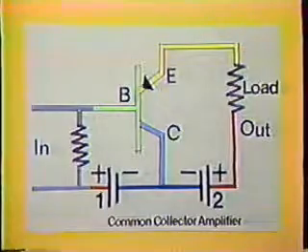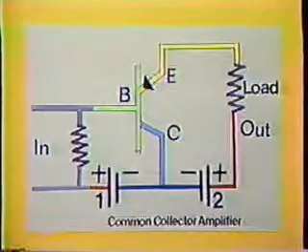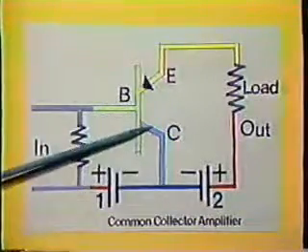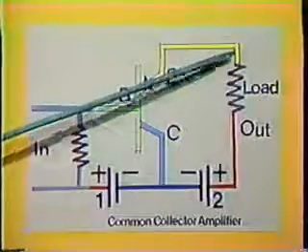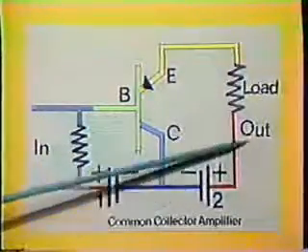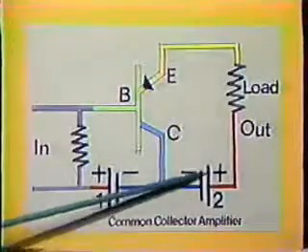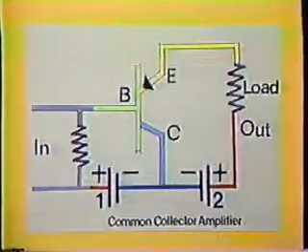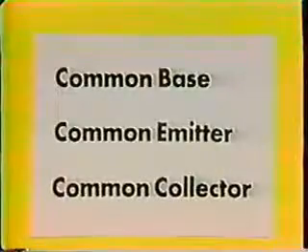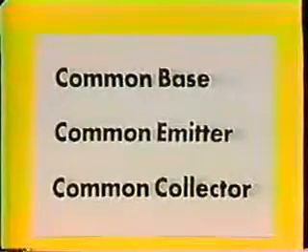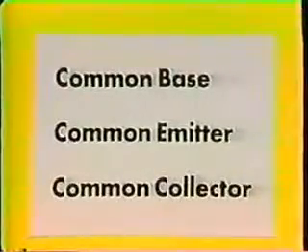The third configuration is the common collector amplifier, and it looks like this. The input signal is applied between the base and the collector, and the output is taken from between the emitter and the collector. The collector is common to both the input and the output, hence the name common collector. The three circuit arrangements for transistor amplifiers are the common base, the common emitter, and the common collector.